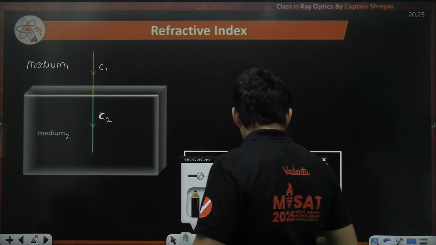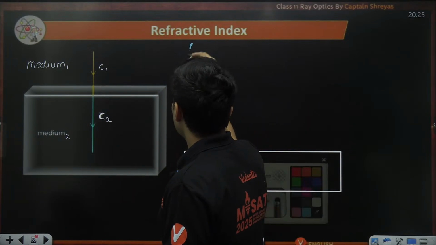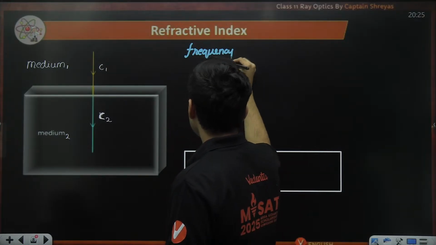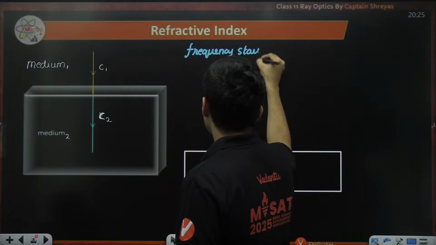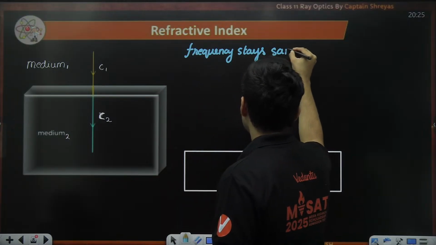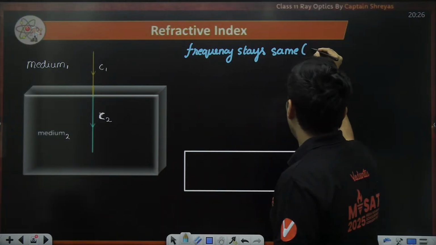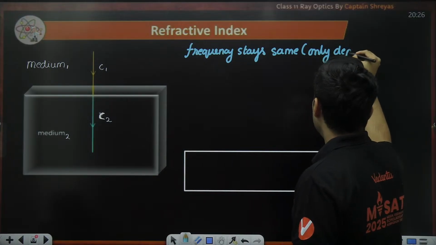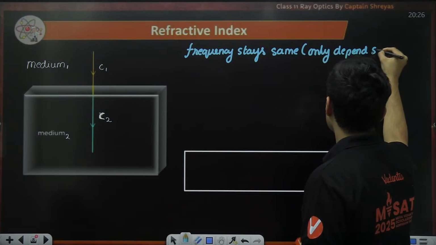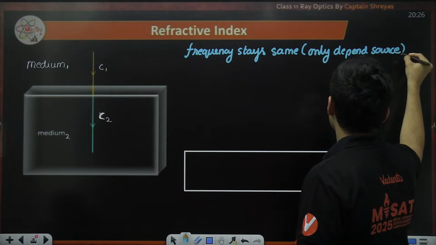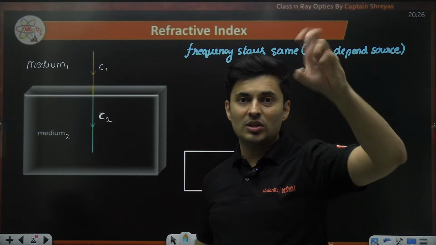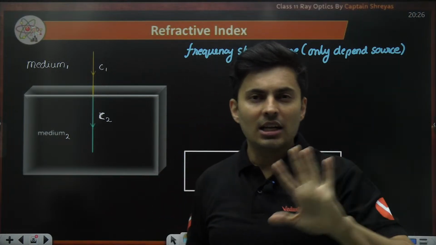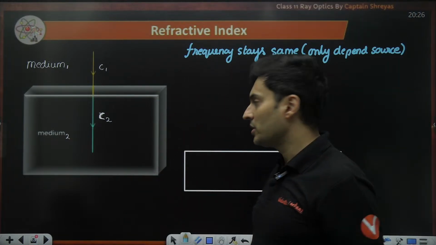So whenever you see light changing the medium, the frequency stays the same, because it only depends on the source of light. So if you change the color of that light source, the torch color goes from red to green or yellow, then the frequency will change. Otherwise, there is no reason for it to change.